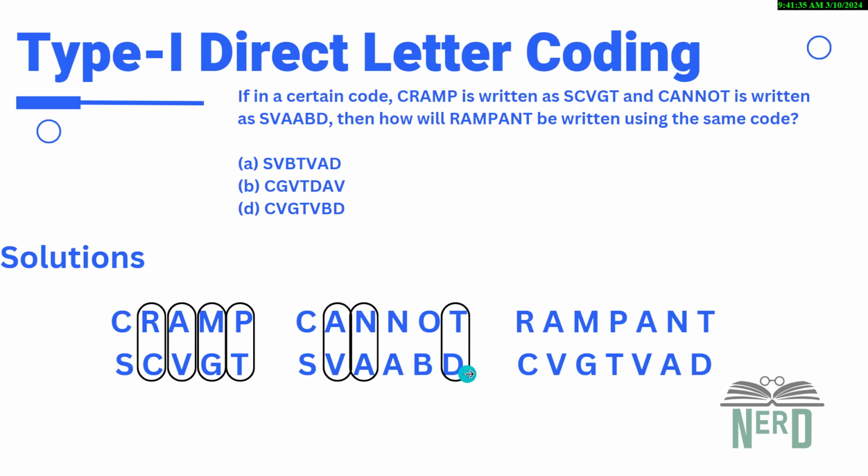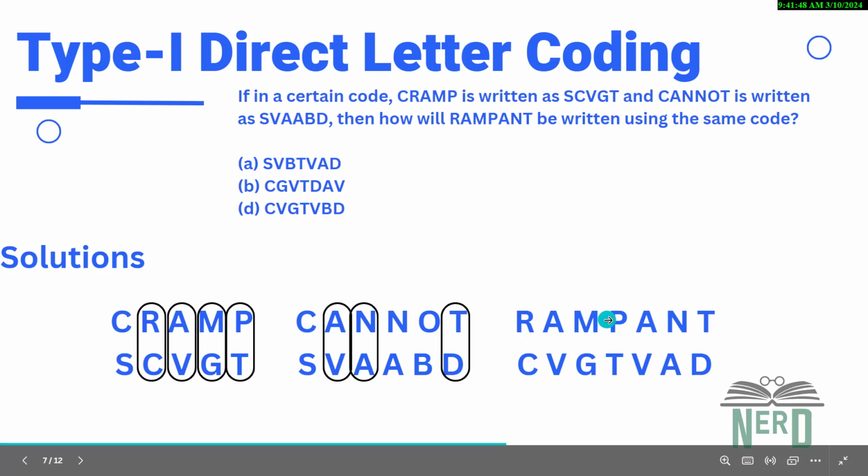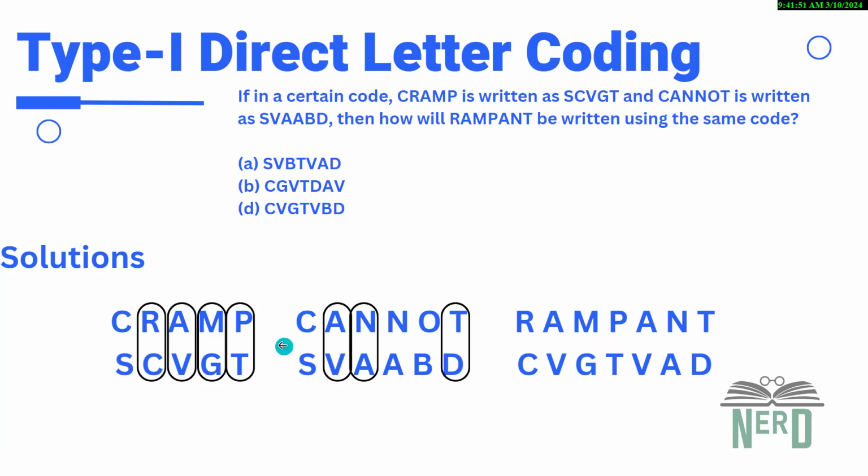So we'll just do what is our question. We are trying to find out about RAMPANT, right? So we'll just put it, and we'll see where R is coded, it's here, right? So R is coded as C, and A is coded as V, you can see here, and M is coded as G. We can put this, and a couple of letters. If you do that, you will understand that will be the answer. We'll just complete this, and again N is written as A, so we'll have A, and T is written as T. So that is our answer, right? So that's how direct coding works.